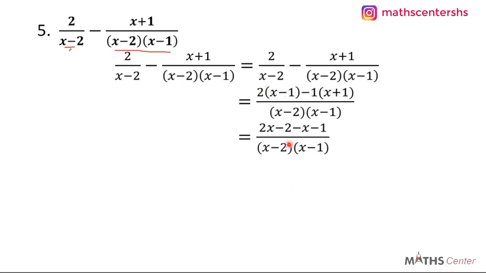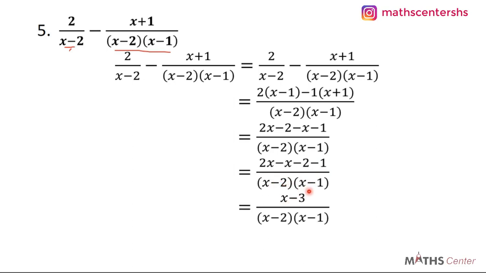2 times minus 1 will give us minus 2. Minus 1 times x will give us minus x. Minus 1 times 1 will give us minus 1. So we group like terms. You're going to have 2x minus 2 minus x minus 1 all over x minus 2 into one bracket, x minus 1 in the other bracket.